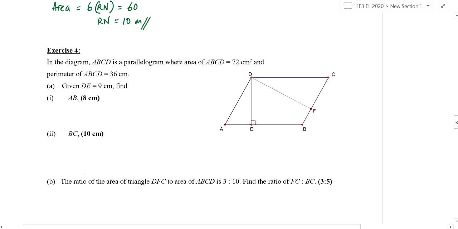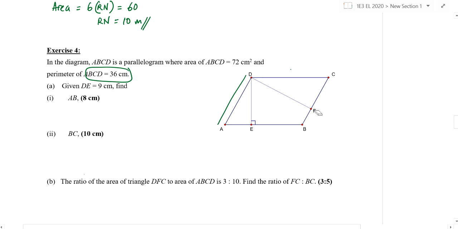In the next exercise, number 4, we've got ABCD as a parallelogram. The entire area of ABCD is 72 square centimeters. In addition, they tell us that the perimeter of ABCD is 36. So take note, opposite sides of a parallelogram have the same length. So these sides have the same length. Likewise, AD and BC have the same length.